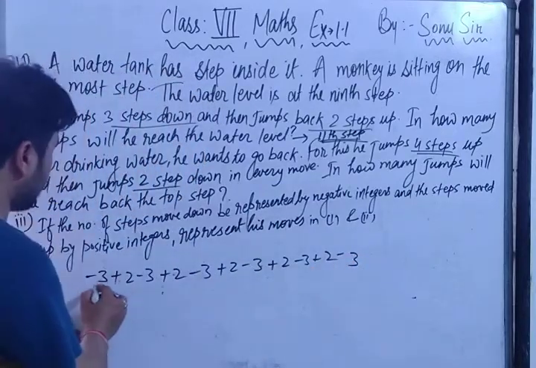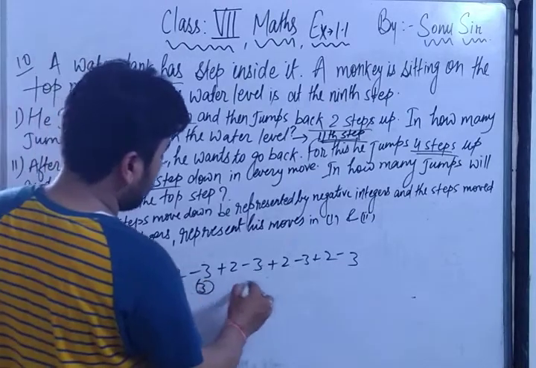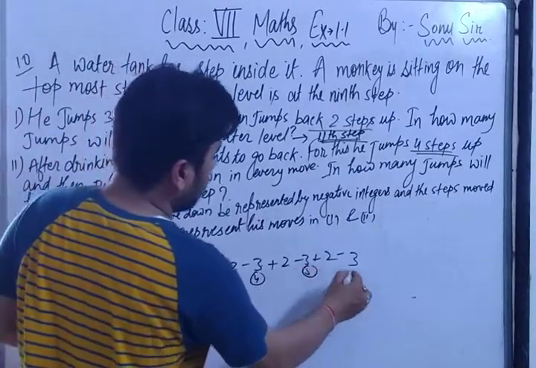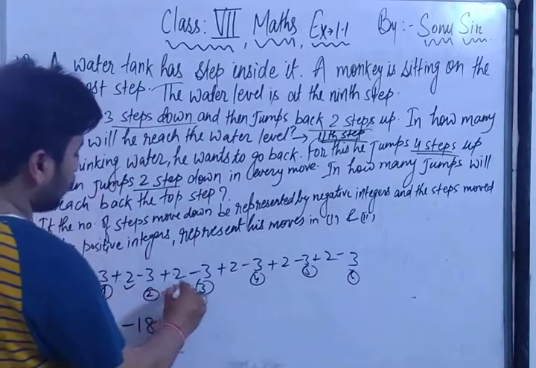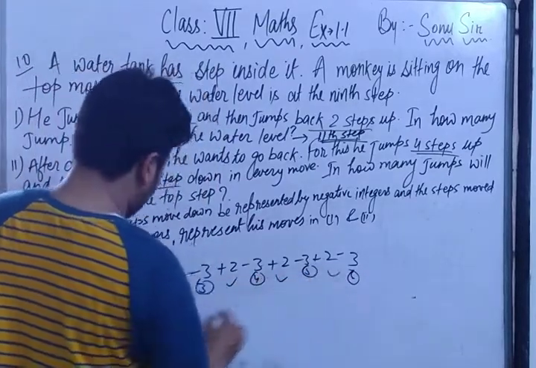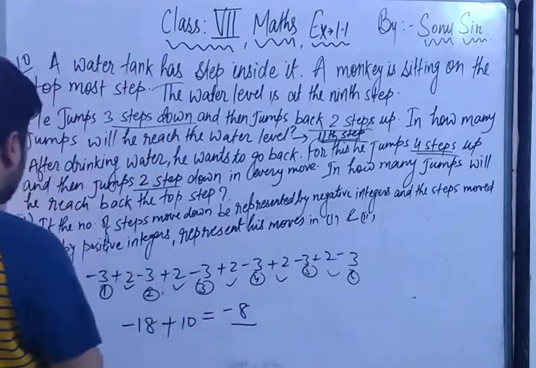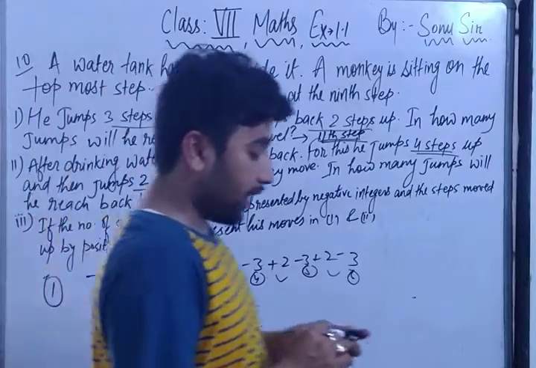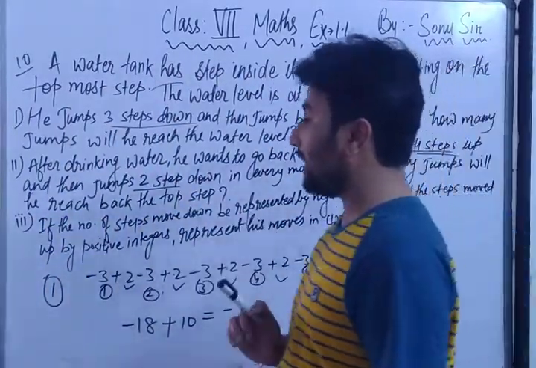So now you have to calculate. See, minus 3, first, second, third, fourth, fifth, sixth. There are 6 minus 3s. 6 threes are 18, so minus 18. And 1, 2, 3, 4, 5 of plus 2, so plus 10. Minus 18 plus 10 is equal to minus 8. So this was the third question, first part. It means on the 11th step, it will be on the minus 8th step.